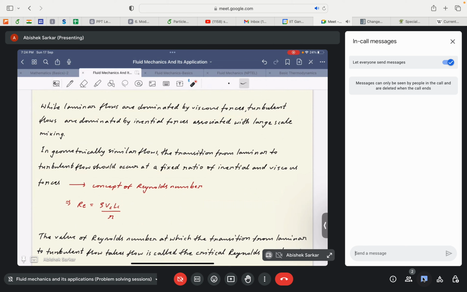But just opposite to it, in the case of turbulent flow, everything that I have defined for a laminar flow is just opposite. In the case of turbulent flow, the flow is highly chaotic. There is no order, or you can say there is a very high randomness in the flow field. The flow is very highly disordered, right? And it almost seems impossible to analytically track or analytically solve the problem.